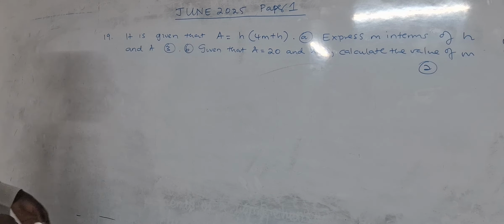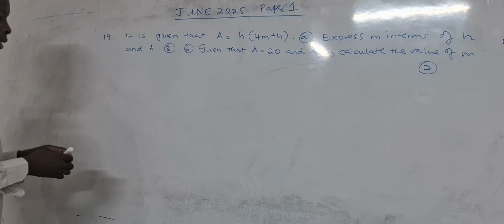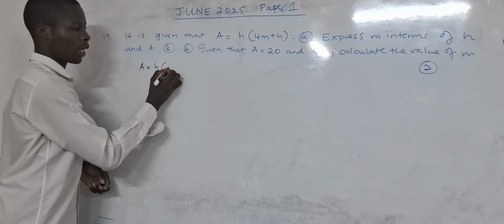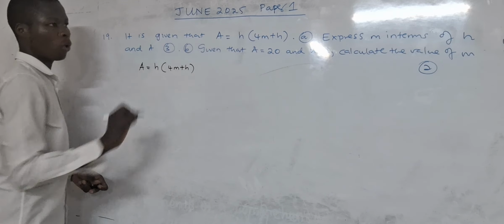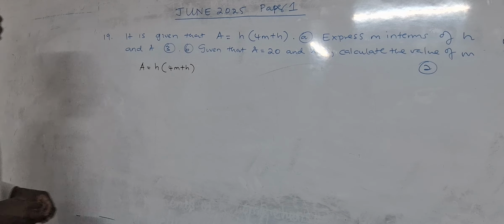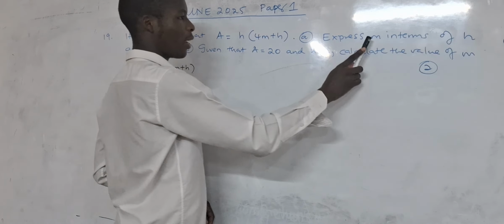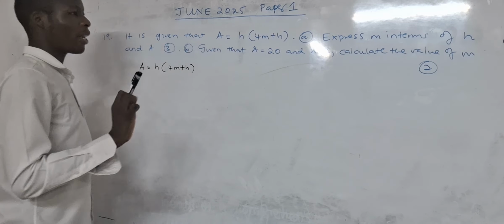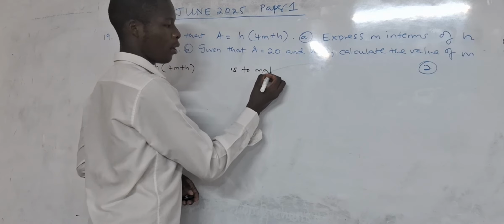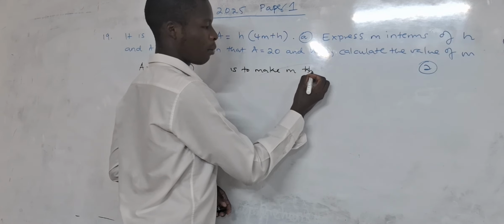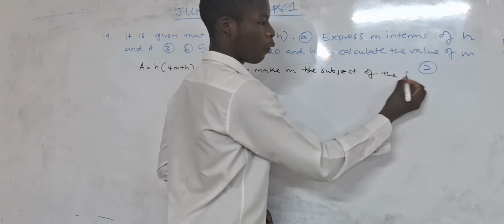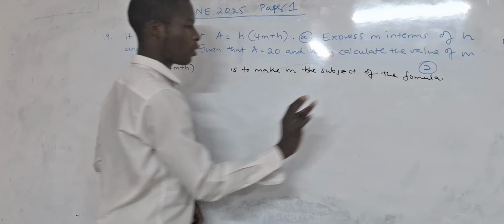Okay, so this is the question. It is given that A is equal to H open bracket 4M plus H close bracket. A. Express M in terms of H. What is to express M in terms of H? To express M in terms of H is to make M the subject of the formula.